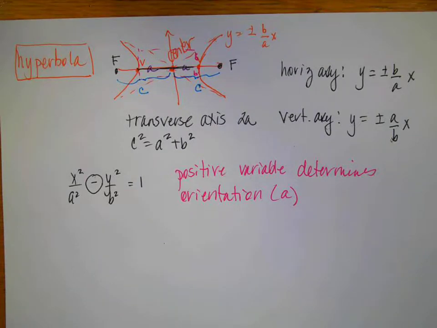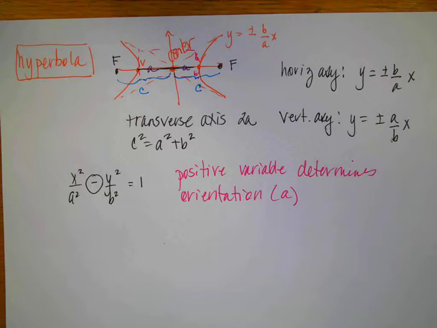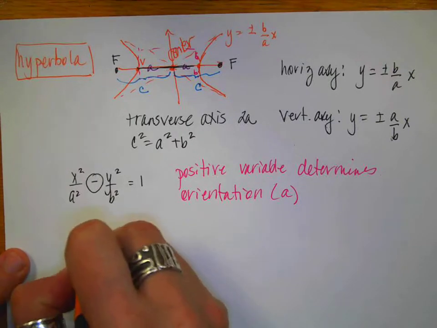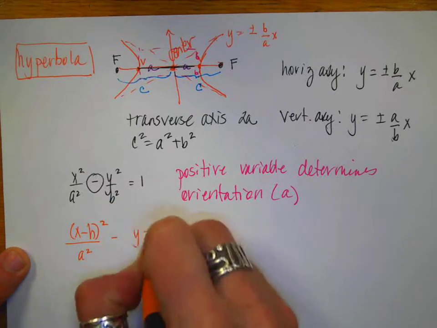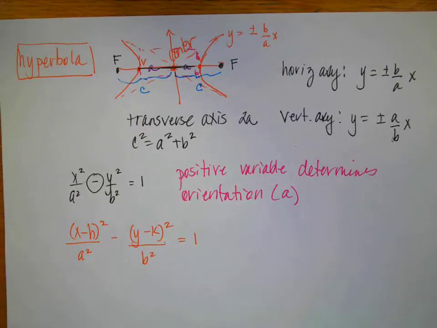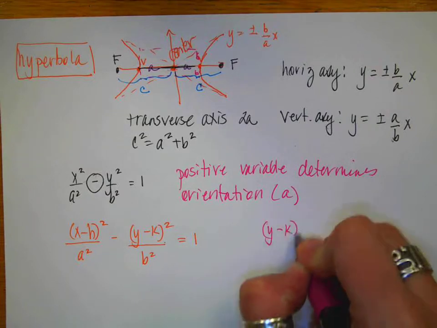It also determines A by default because A is always going to be under the positive variable. So just like in all of our other shapes, I have to translate everything. So if I translate it, I'm going to have (x minus h) quantity squared over a squared, (y minus k) quantity squared over b squared is 1. So because, again, the x is positive, this would be a horizontal hyperbola.